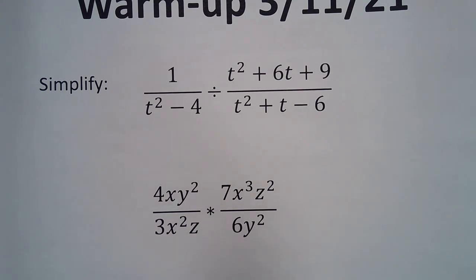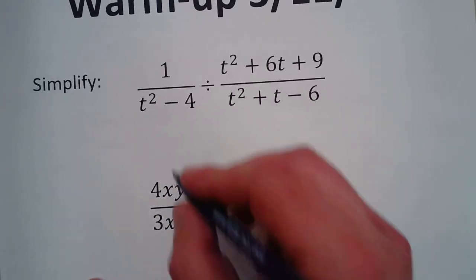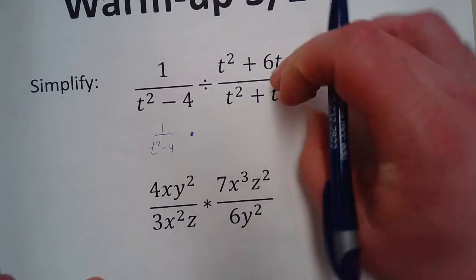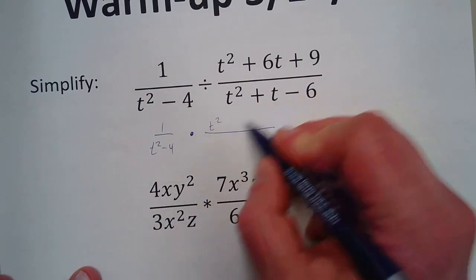Okay, so let's pick up with dividing polynomials here. Basically, what we learned yesterday is we want to turn this into a multiplication problem right away. So we are going to just recopy this, change to multiplication, and invert this one. This is our move to turn it into a multiplication problem.